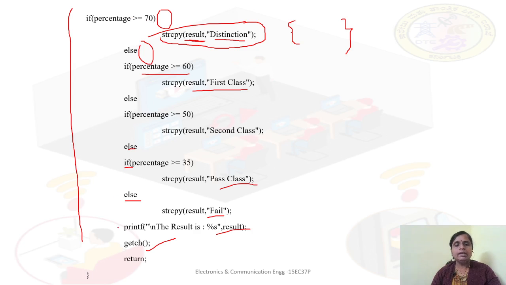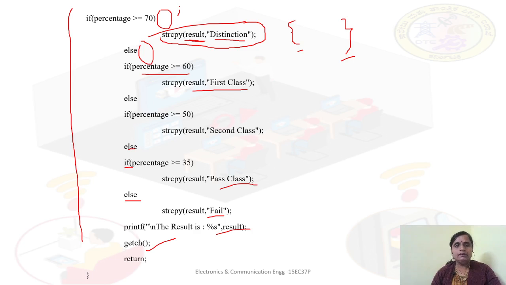And related to syntax, I have just given two points here: after the if statement and the else statements we don't use a semicolon. Semicolon is not used, and under each if or else statement we have only single statements here, so that's why we are not going to use the braces. So these are the points we are going to consider here for the programming.